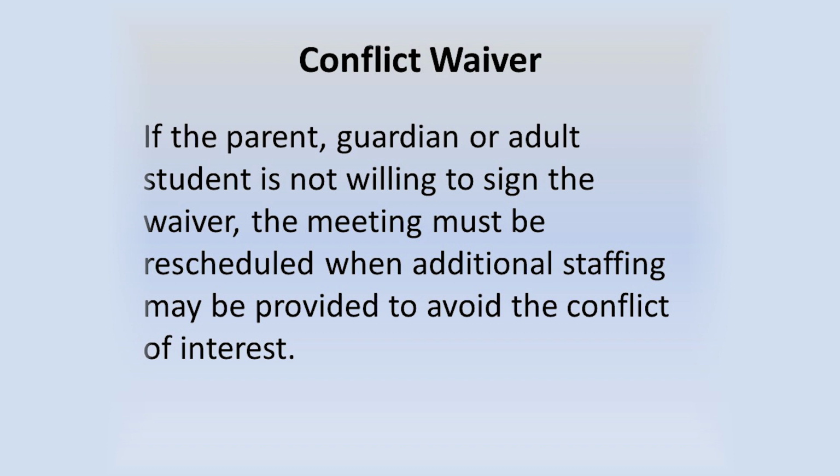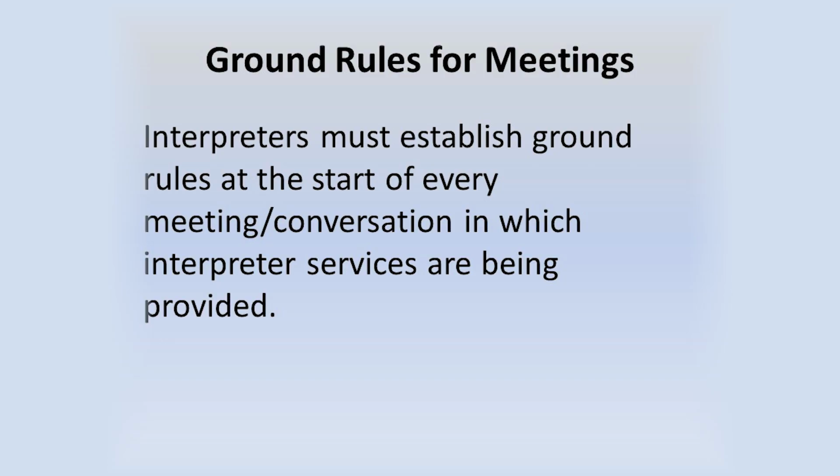If the parent, guardian, or adult student is not willing to sign the waiver, the meeting must be rescheduled for the soonest possible date thereafter when the additional staffing may be provided to avoid the potential conflict of interest. Before a meeting facilitated by an interpreter begins, the interpreter must establish ground rules about how the meeting will proceed with language services being provided.